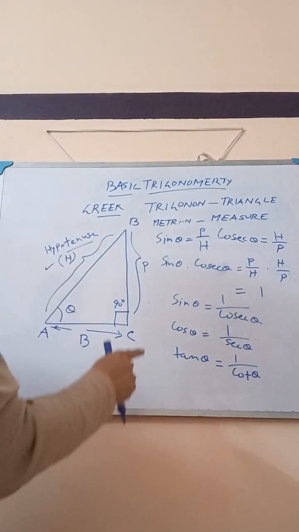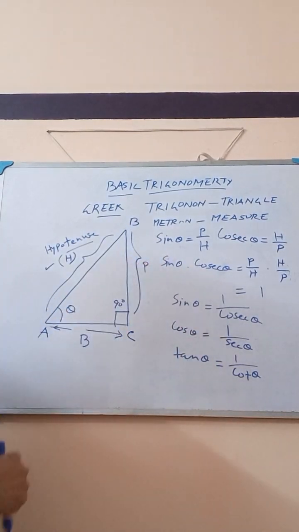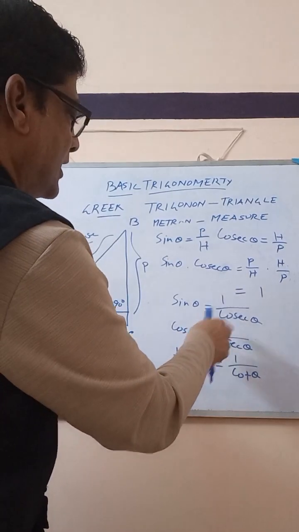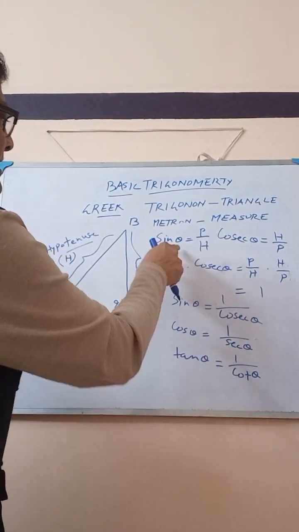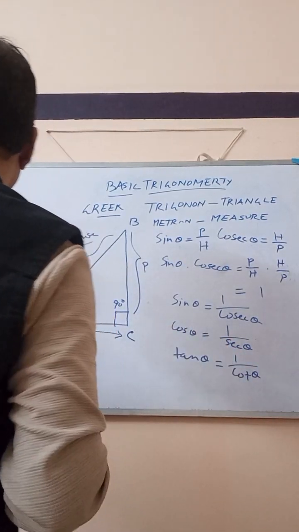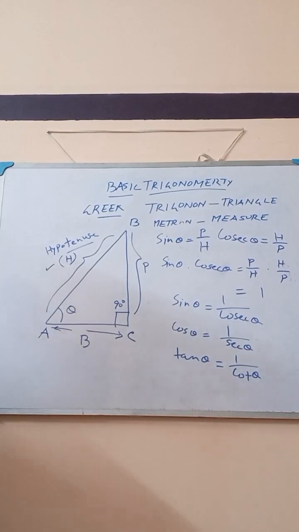So if we do the calculation of these cos theta and sec theta like this one, we will come to this conclusion: cos theta equals 1 by sec theta. And if we do the calculation of tan theta and cot theta like this, we will come to the conclusion that tan theta will be equal to 1 by cot theta. Okay, these are basically reciprocal relations.